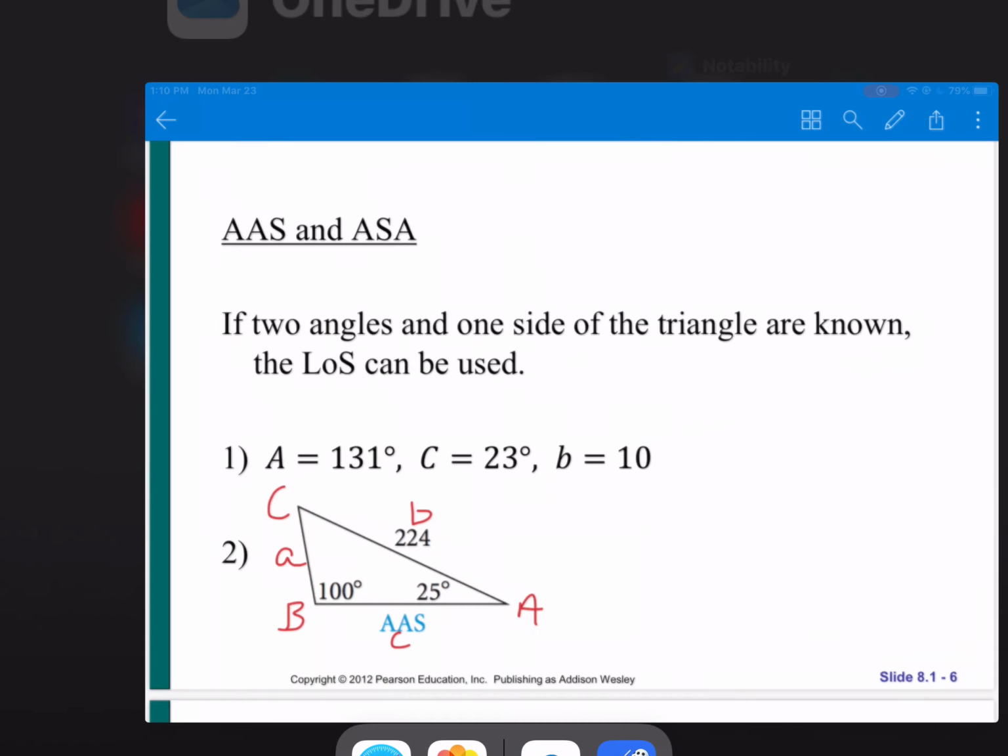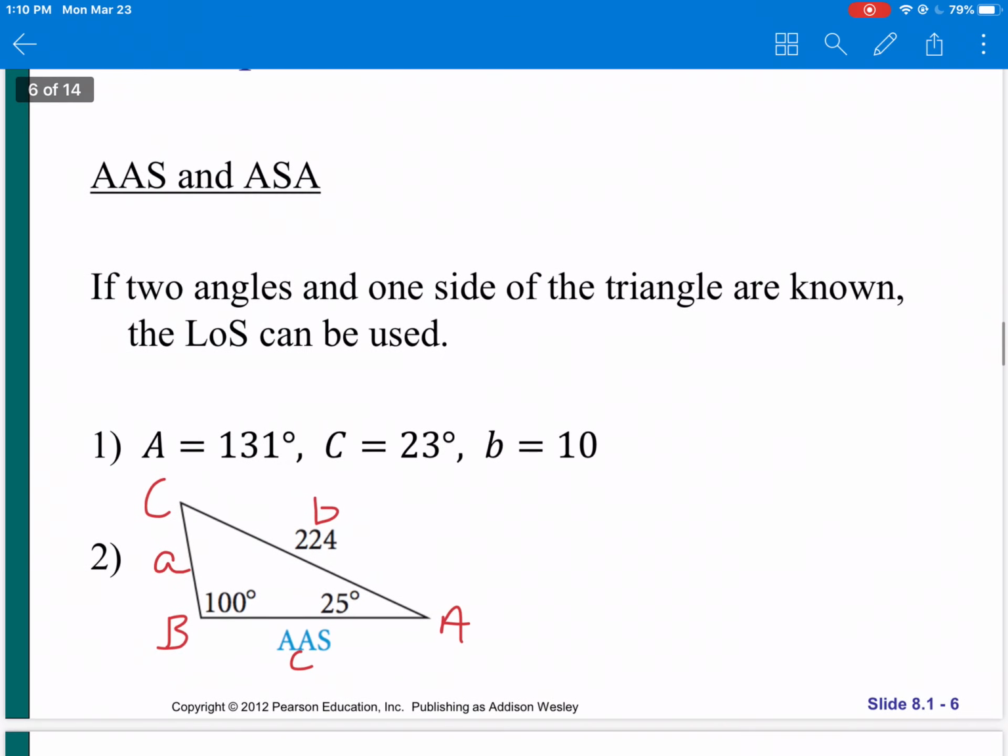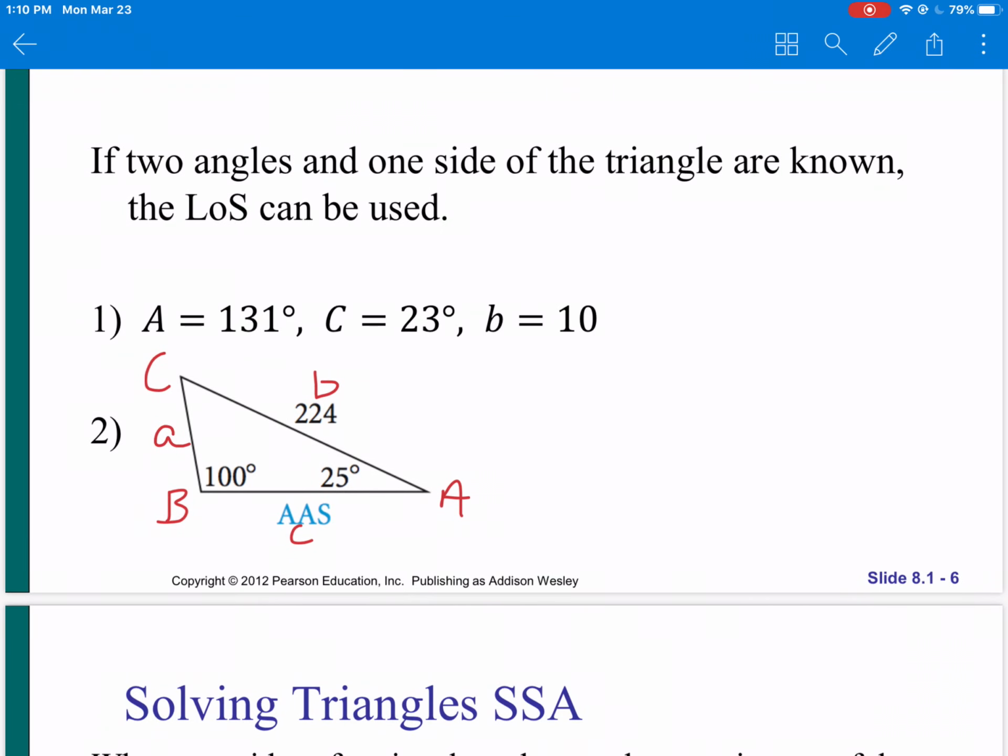All right, but again, essentially those two cases are the same. You know two angles, you know one side, find the third angle, and then you're using your ratios to find the two missing sides.